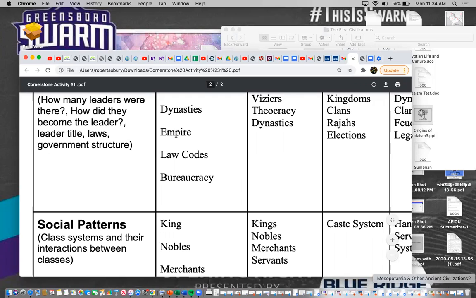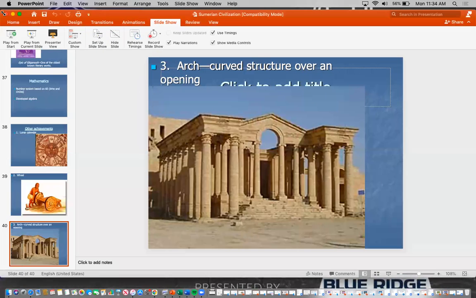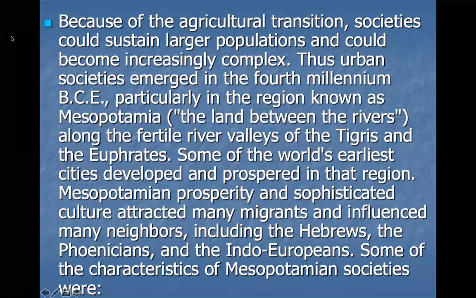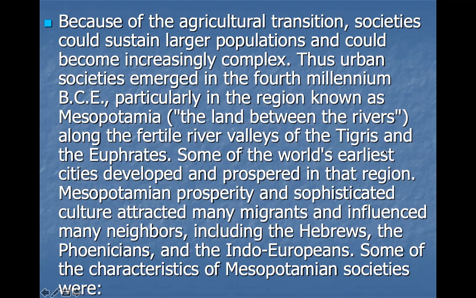All right, so what we're going to go over first is going to be Mesopotamia. Because of the agricultural transition, if you choose Mesopotamia, the land between the rivers, you know that it's located between the Tigris and Euphrates. The world's earliest cities developed and prospered here. Mesopotamian prosperity and sophisticated culture attracted many migrants and influenced many neighbors, including the Hebrews, the Phoenicians, the Indo-Europeans.